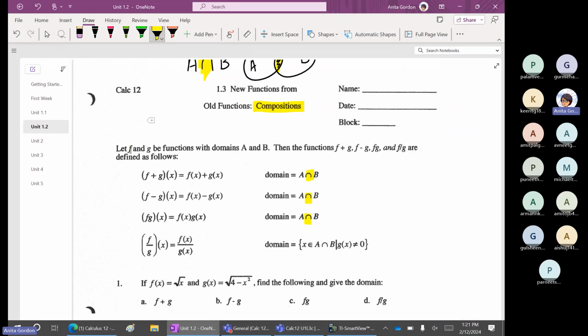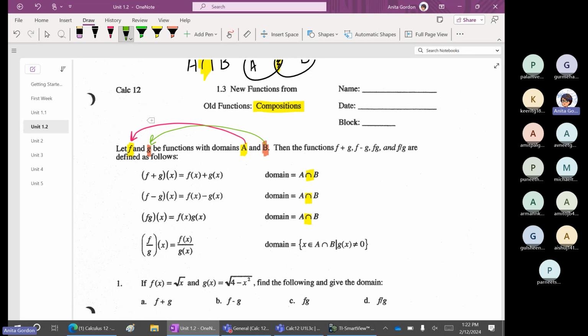When we have two functions, one of them we will call f, the other one we will call g. The domain of A will be related to the domain of f, and the domain B is going to be related to g. So that's how we're going to differentiate.